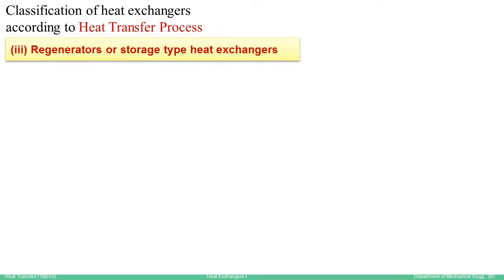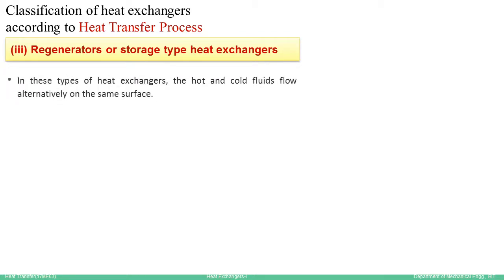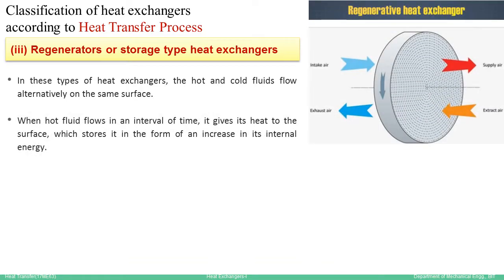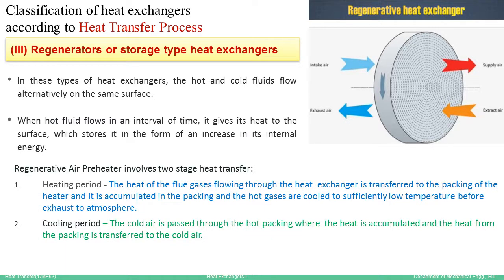Regenerators or storage type heat exchangers are types of heat exchangers based on the heat transfer process. In this kind, the hot and cold fluids do not flow on the same surface simultaneously, but alternately they flow on the same surface. When the hot fluid flows in an interval of time, it gives its heat to the surface, and the surface stores it in the form of an increase in internal energy, and that will be released when the cold fluid flows over it. In this case, generally there will be a heating period and a cooling period.